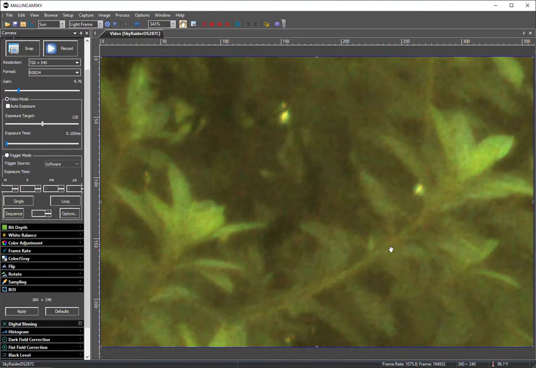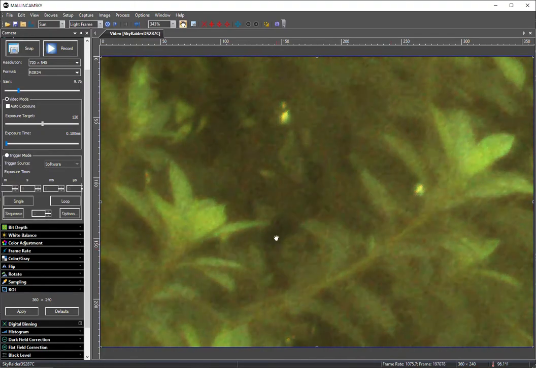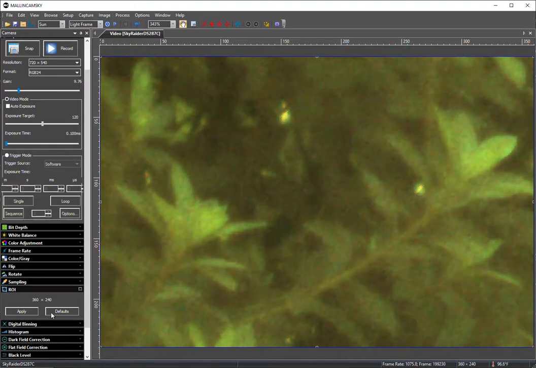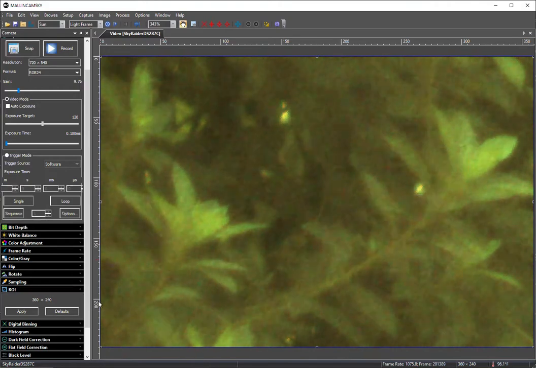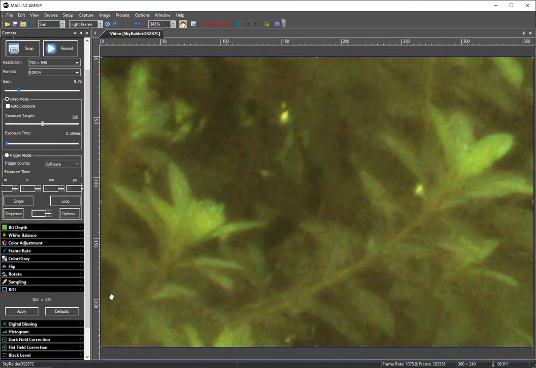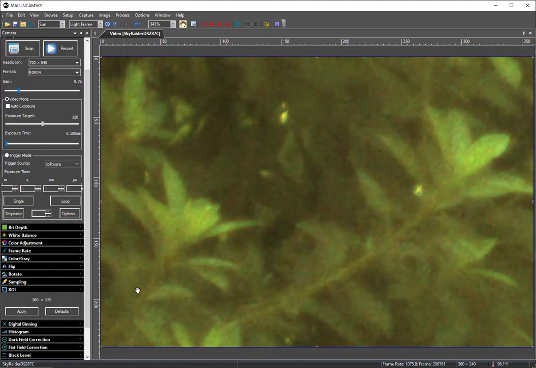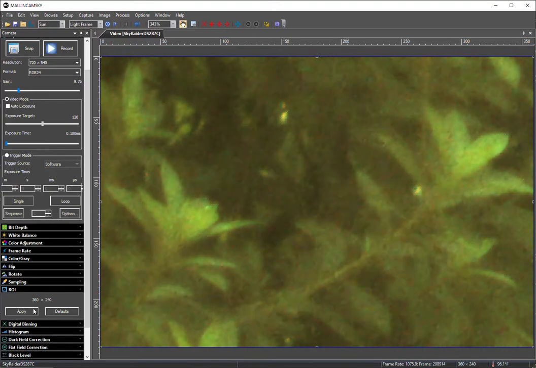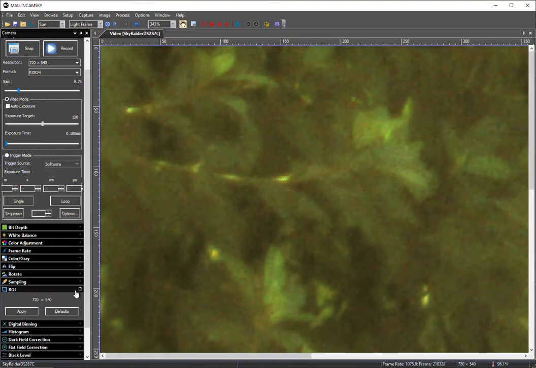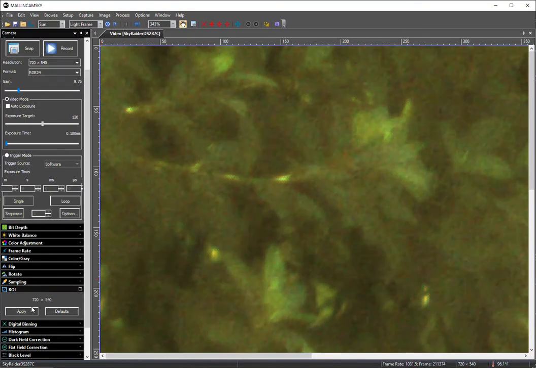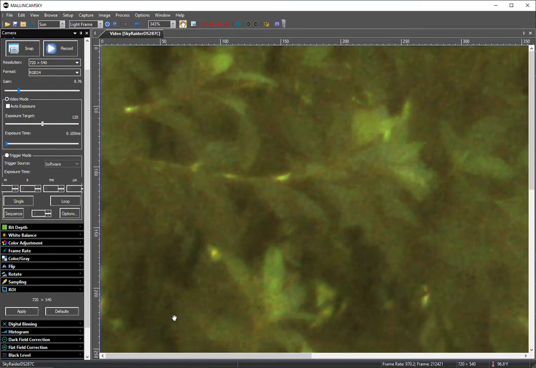So if you're doing planetary imaging and you use the region of interest, you can really increase the frame rate. Let's go back to default. So now I'm back at the standard 720 by 540.